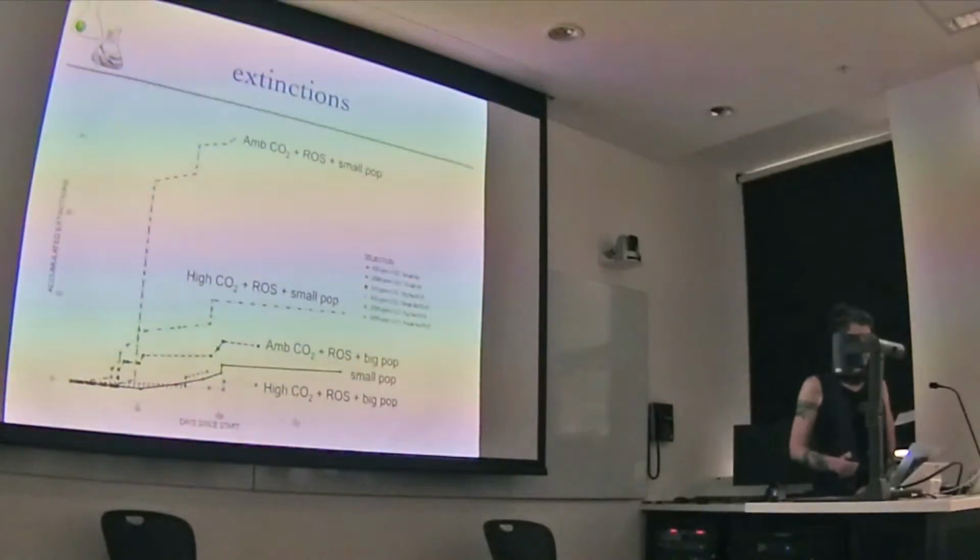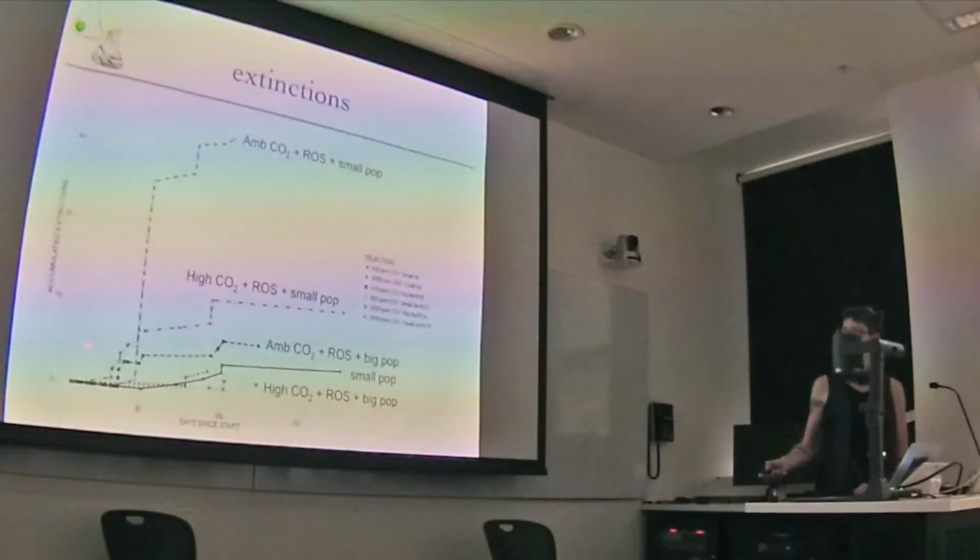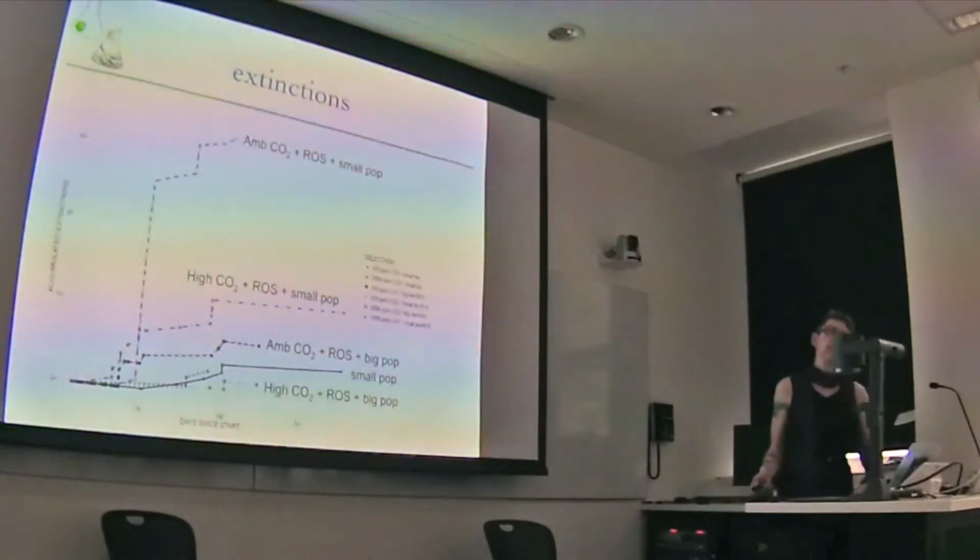Because in the short term, high CO2 is protective. This is still the short term for Chlamydomonas. If you're at high CO2 and we add ROS and we take away natural selection, you still go extinct, but there's a huge protective effect of high CO2. If you have big populations, if natural selection can act, your extinction rates are very low. And if you have high CO2, your extinction rates are very low indeed. In fact, there were no extinctions in the high CO2 with no added ROS with big populations.